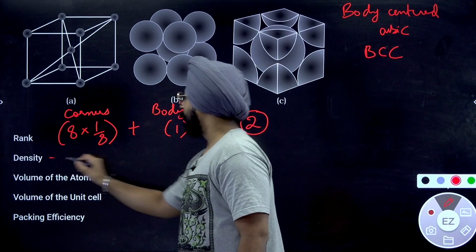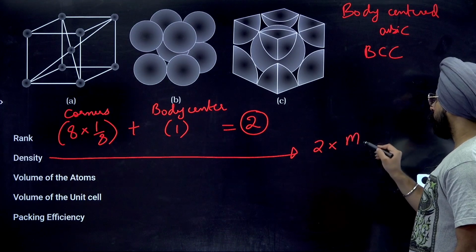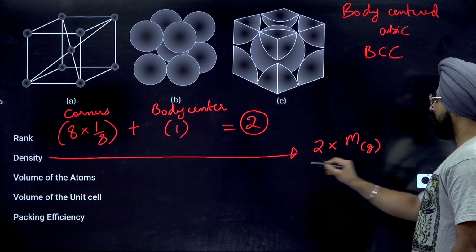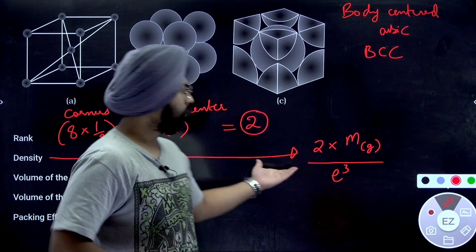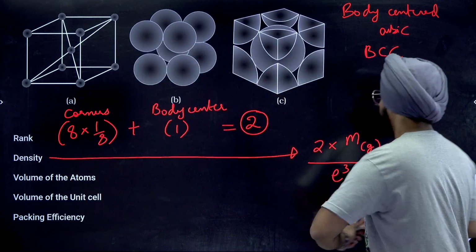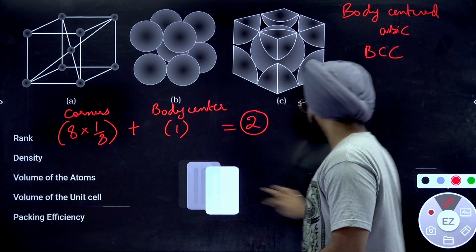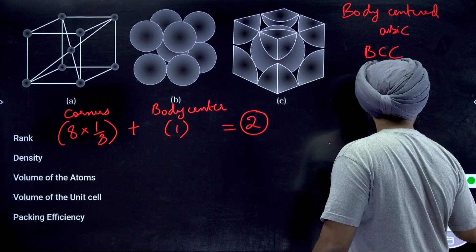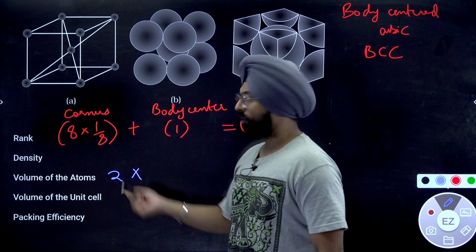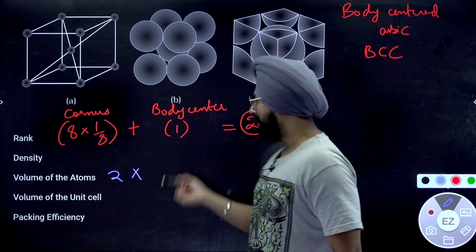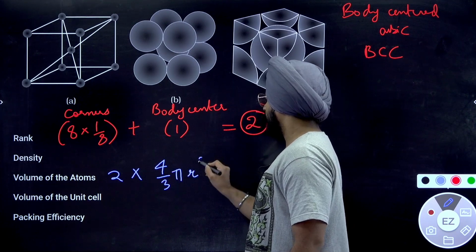What would be the density now? The density would be equal to 2 times mass of 1 atom in grams divided by edge cubed. Simple. No rocket science over here. So that is done too. Now what will be the volume of the atoms? The volume of the atoms would be 2 times, because there are 2 atoms in the BCC, 4 upon 3 pi r cube.